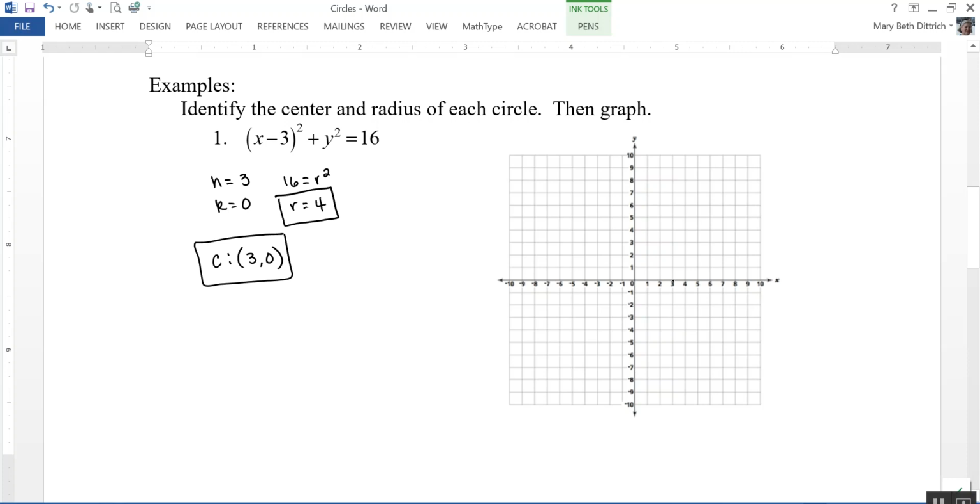So let's graph the point (3, 0), which is right there. And my radius is 4, which means from the center I'm going to go up 4 units, to the right 4 units, to the left 4 units, and down 4 units. And try to draw this so it looks kind of like a circle. So the center and radius of the circle whose equation is (x - 3)² + y² = 16: the center is the point (3, 0), the radius is 4, and this is what the graph of that circle looks like.